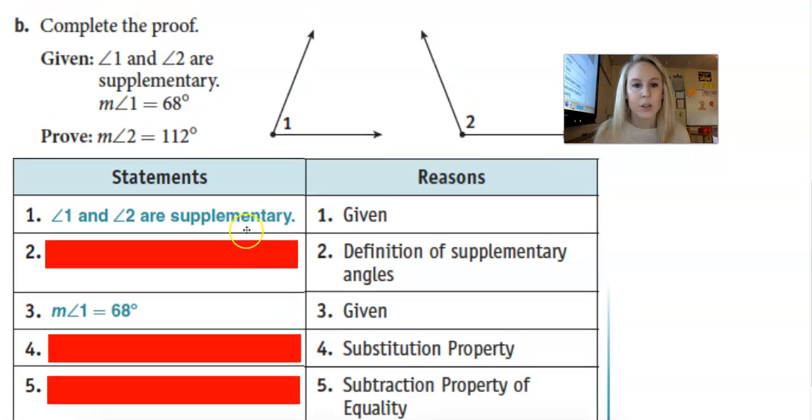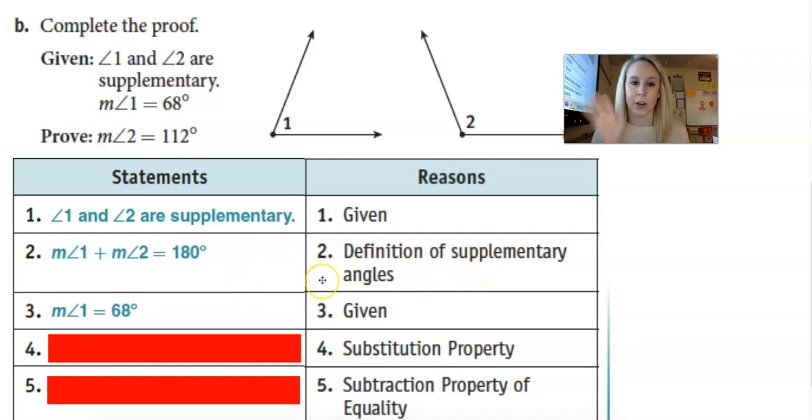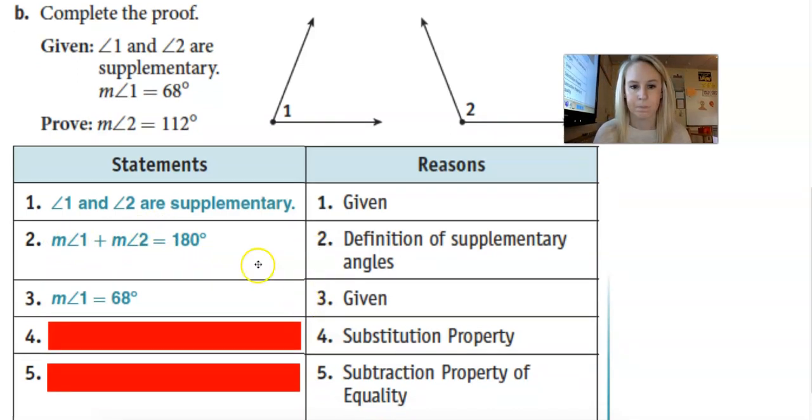All right. So then based off number 1, 1 and 2 are supplementary. I need to write something based off of that. I know supplementary means 180, and it says definition of supplementary. So if 2 things are supplementary, I know the measure of angle 1 plus the measure of angle 2 equals 180. If you forgot the m's, that's fine. They like to talk about them when adding. Okay. All right.